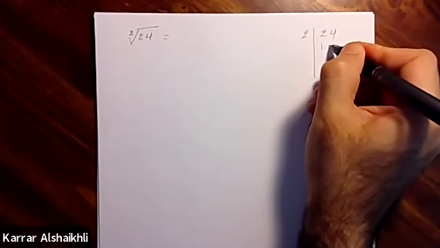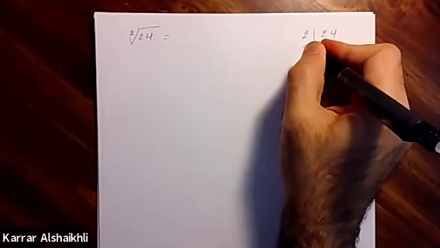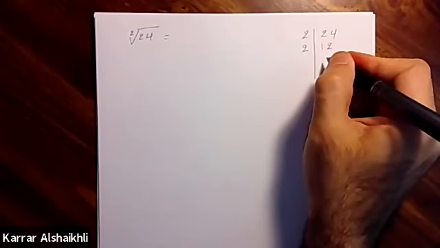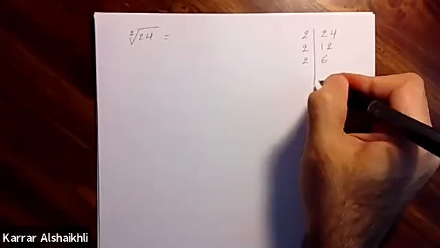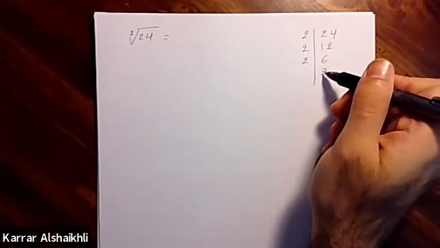It's going to be 12. 12 divided by 2 is going to be 6. 6 divided by 2 is going to be, the result is a 3. Now, if you check the 3, you can't divide the 3 by 2. I'm going to divide the 3 by 3. By 3 is going to be 1. When I got 1, that means this is the end.